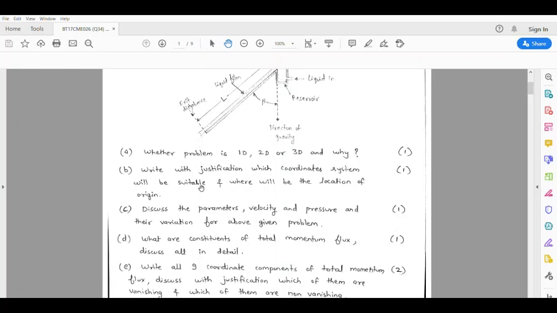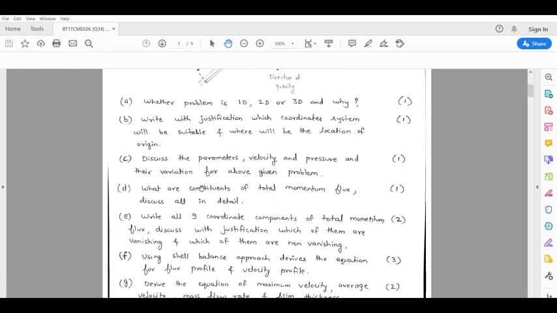The D part is we have to write the constituents of total momentum flux and discuss them in detail. E part is we have to write all the 9 coordinate components of total momentum flux and discuss them with justification that which of them are vanishing and which of them are not.